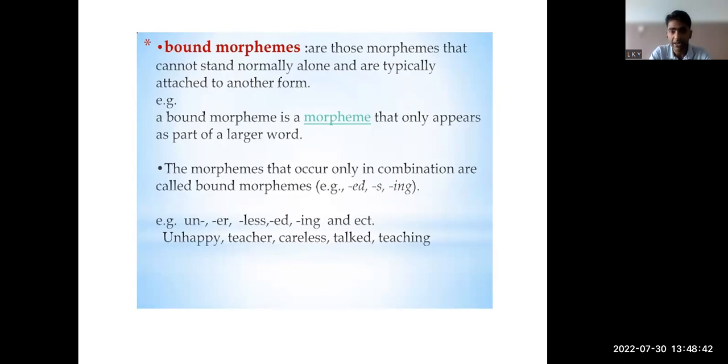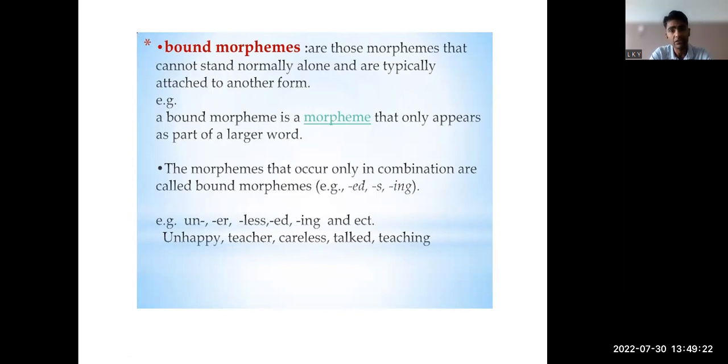For example, like earn, less, ed, ing. When we add these to words like happy, unhappy, teach, it becomes teacher. Careless: when we add less to care, it becomes careless. Like talked: when we add ed, this ed will change the meaning of talk. It will become past form. Teaching, same way. So these were the types of morphemes, free morpheme, bound morpheme.